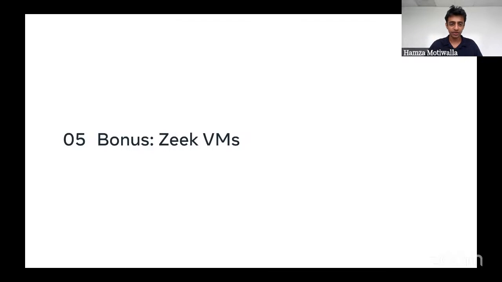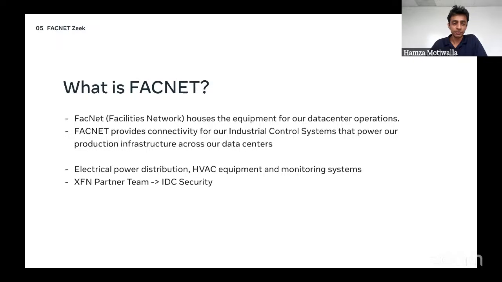A bonus section right here. We've also successfully deployed Zeek in virtual machines. This is a very specific facilities network example. The facilities network brings together a lot of our ICS, industrial control system, devices, which power our data centers. Within our data centers, we have IP-enabled HVAC systems, power distribution systems and air conditioning systems, which are technically on the network.